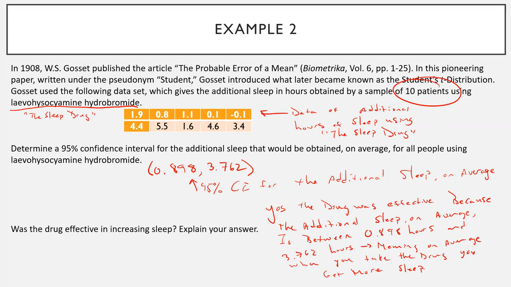So not too bad, right? So if I give you, instead of the summary statistics, just a raw data set, can you very easily find the confidence interval?